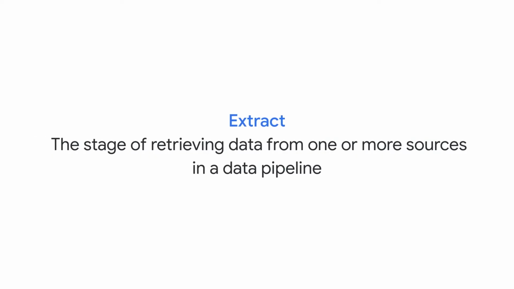Extract is the stage of retrieving data from one or more sources in a data pipeline. In this first stage, the team gathers raw data from various sources and moves the data to a temporary staging area. Here's an example. An animal rescue organization has a mission to locate and protect missing and lost pets. The data team for this organization wants to create a data pipeline. They have two sources of data.